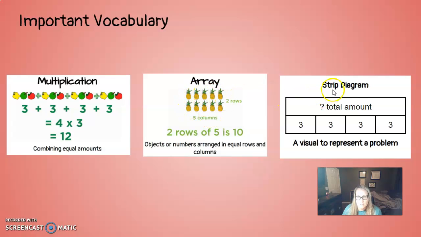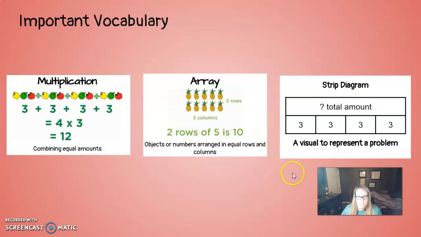Our last word we're going to look at is strip diagram. And when we have a strip diagram, it's a visual to represent a problem. So this strip diagram is showing us the same thing that this multiplication sentence over here is showing us. We are looking for a total amount, and we have 4 groups of 3. So I have 1, 2, 3, 4, and there are 3 inside of each one. And that helps me to figure out what I am looking for.